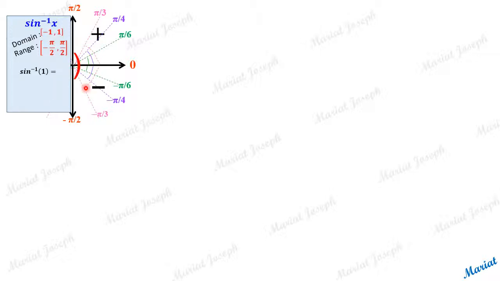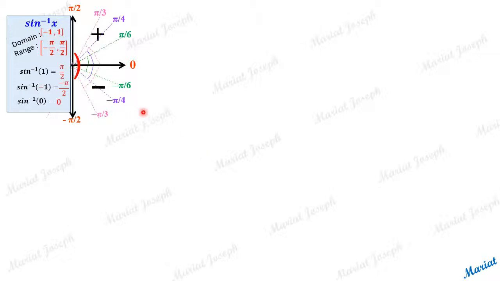Then, sine inverse 1 is pi by 2, just because sine pi by 2 is 1. Sine inverse of minus 1 is minus pi by 2. Sine inverse of 0 is 0.